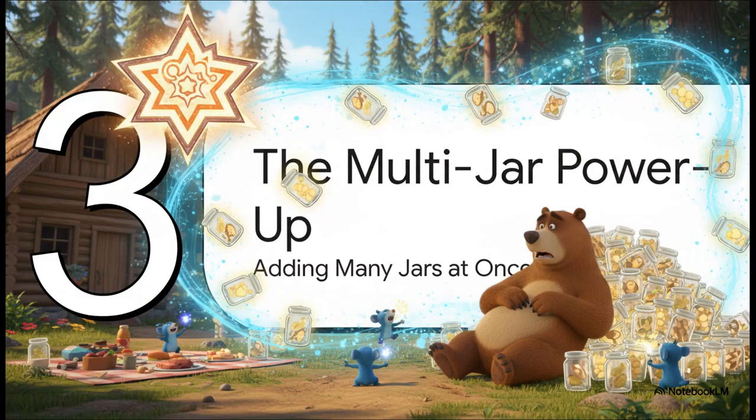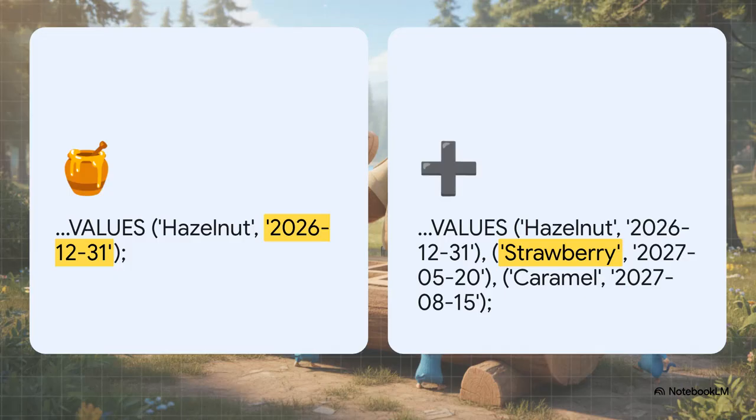But hold on a second. Grizzy has hundreds of jars. Adding them one by one with this spell is gonna take forever. He needs a better way, a more powerful version of the magic. He needs a power-up. Of course, the lemmings have a solution for this too. They call it the super spell.